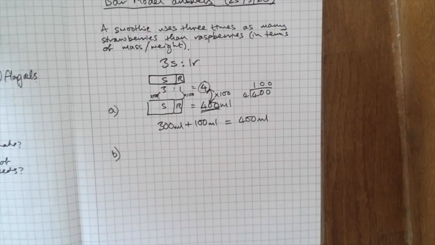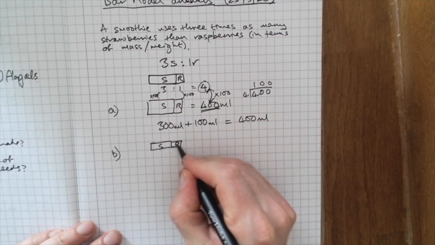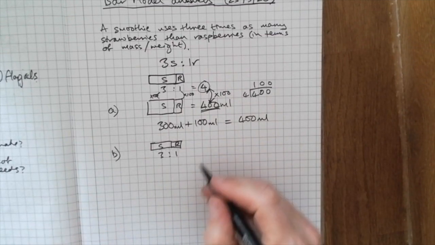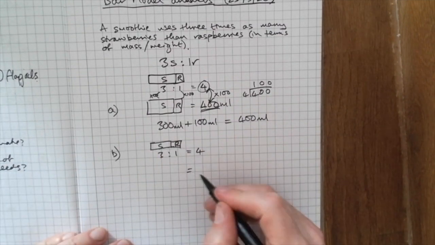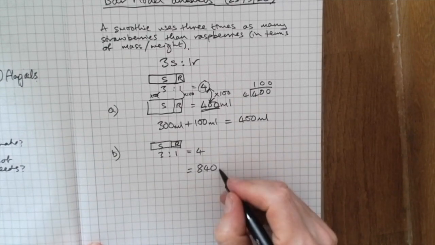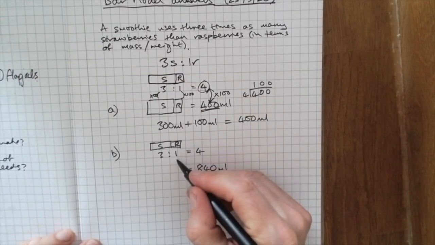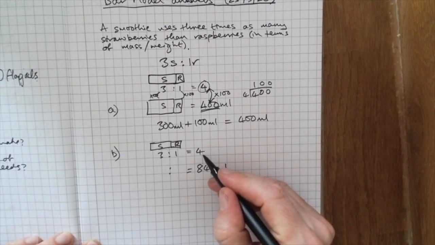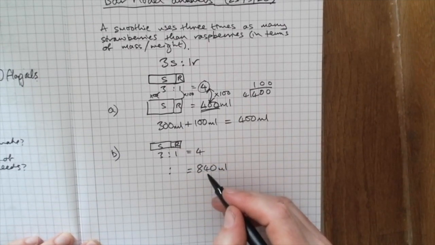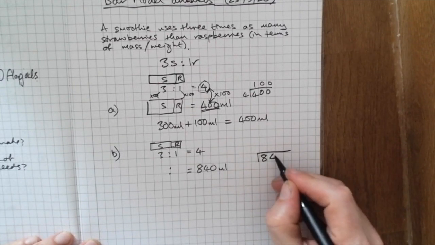There was a second question, which was a little bit trickier with the numbers, but the maths is exactly the same. We know our ratio is 3 strawberries and 1 raspberry, so it's 3 and 1, and that's going to equal 4 parts every single time. Now we said, okay, what if there were 840 millilitres? Again, we need to find what we multiply these things by. So what do I multiply 4 by in order to get to 840? Well, we can work that out with the inverse.